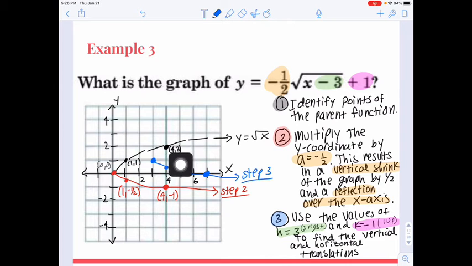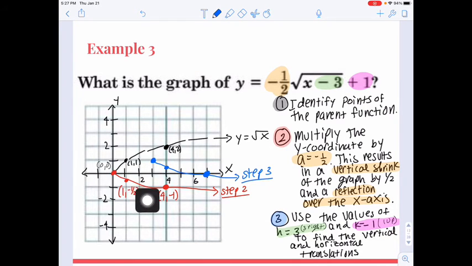And our y value here is 2. So if we multiply by negative 1/2, we get negative 1. So we have the point 4, negative 1. The last step is to use the values of h, which here is 3, and k, which here is 1, to find the vertical and horizontal translations. Remember, h always comes after the negative sign, so the negative 3 means that h is 3. k comes after a plus sign, so it's exactly how you see it.